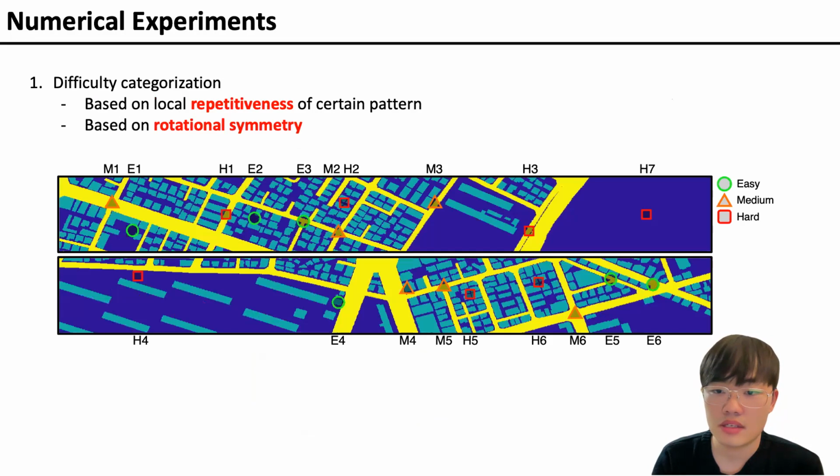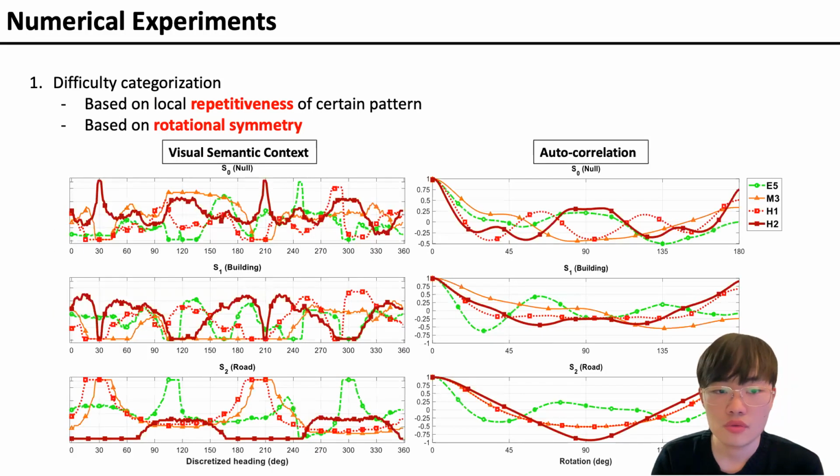These are the sample test locations, each of which is assigned respective level of difficulty, such as hard, medium, or easy. Such difficulty was assessed based on local repetitiveness or ambiguity of certain patterns and rotational symmetry. And those repetitiveness and symmetry can be assessed beforehand based on the autocorrelation function given in the figure on the right.